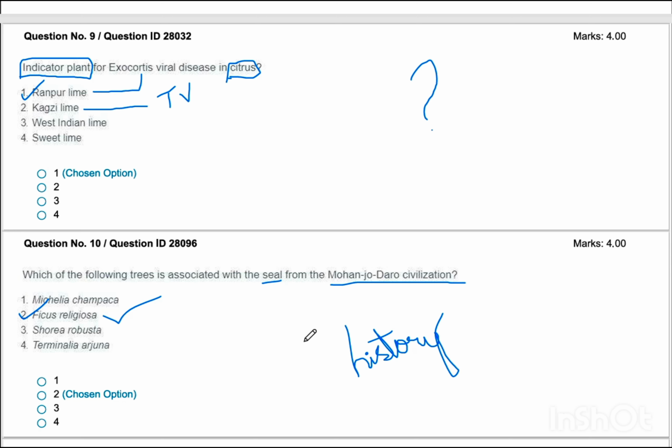Hope you got an idea about the indicator plants. I think in the Essence of Horticulture you will get a proper table.